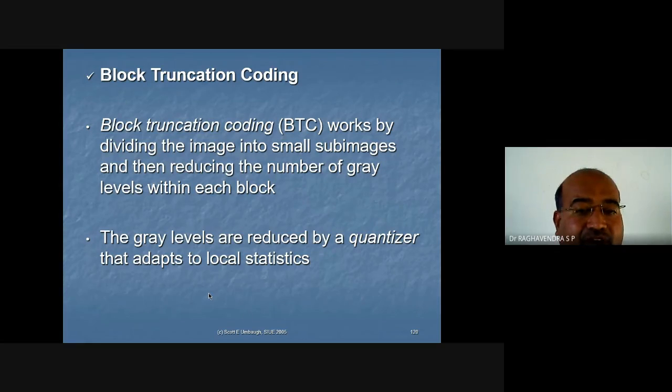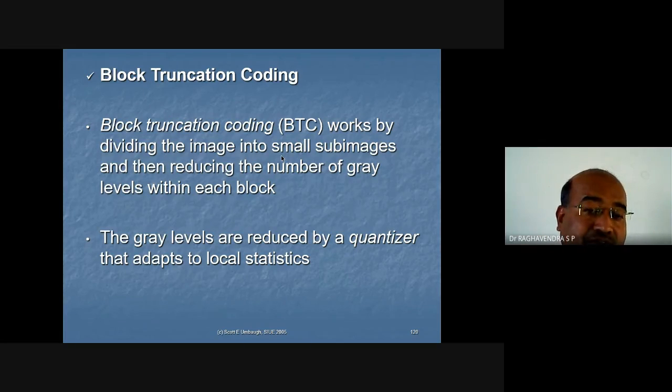Okay, so block truncation coding, or BTC, works by dividing the image into smaller sub-images. We decompose and divide the image, for example into 2x2 or 4x4 blocks. 4x4 means 4 rows and 4 columns.